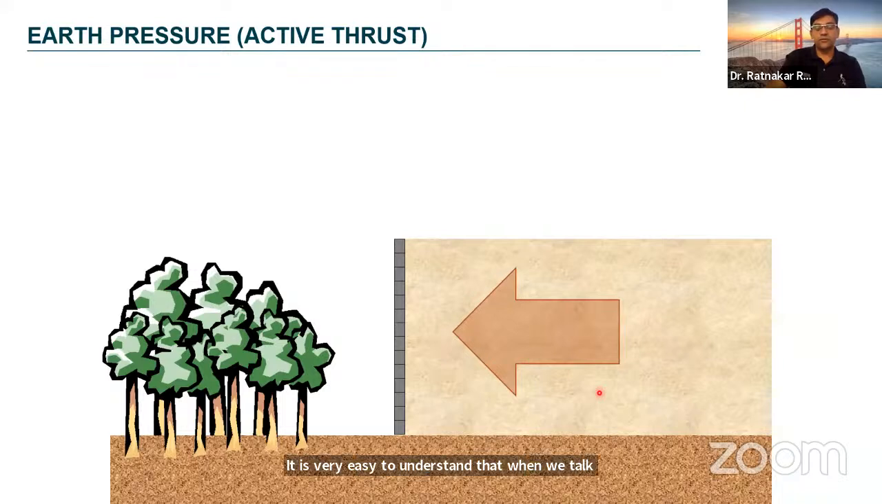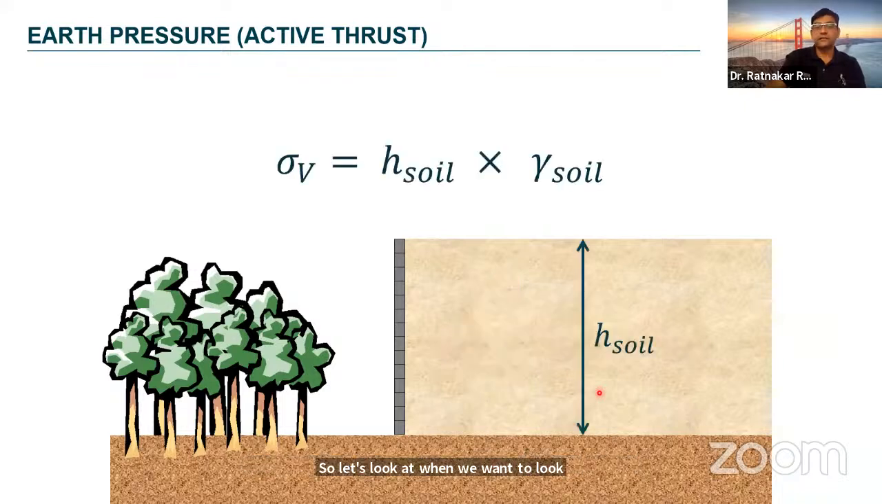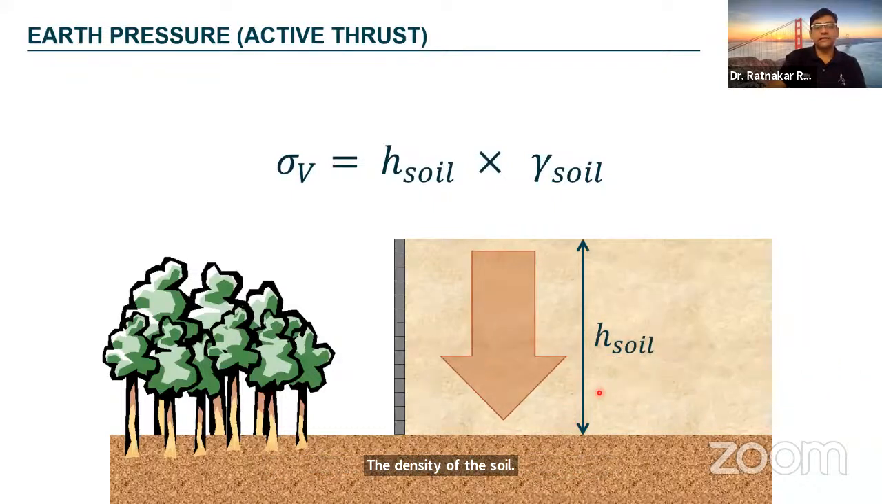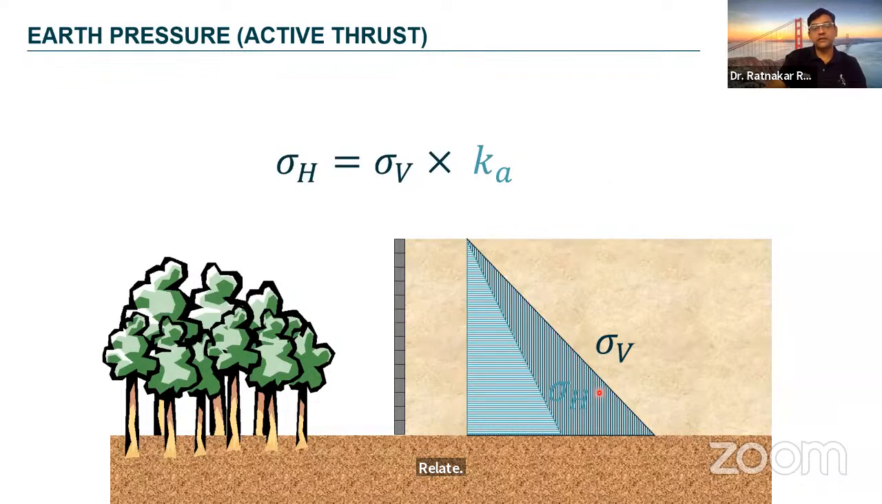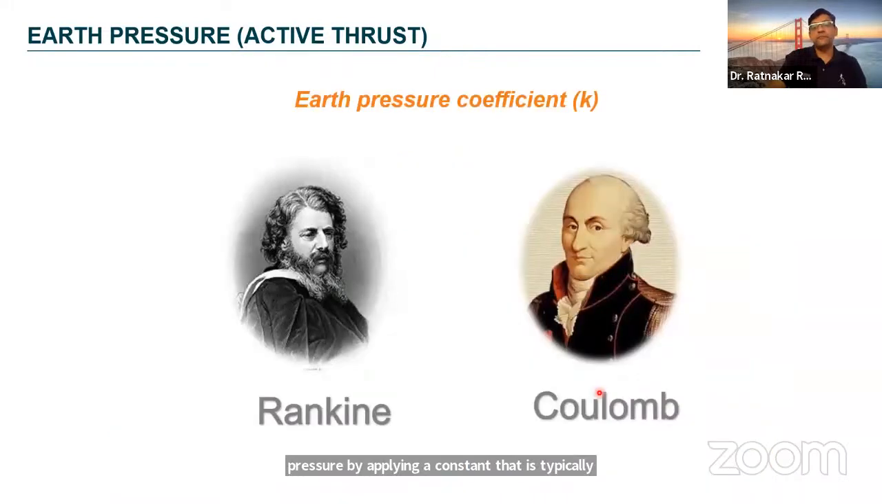So let's look at the active thrust. Let's understand what the vertical pressure is, which is the density of the soil times the height, the typical vertical pressure. Now you can convert this vertical pressure into the lateral pressure by applying a constant that is typically called K, the earth pressure coefficient. For active state it is Ka, for passive state it is Kp.